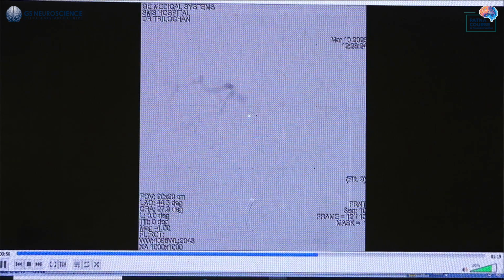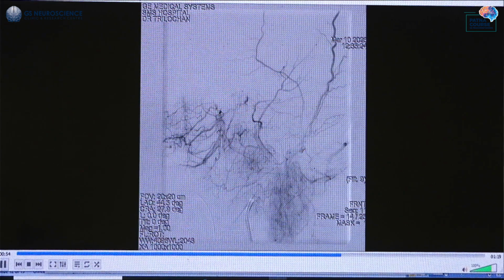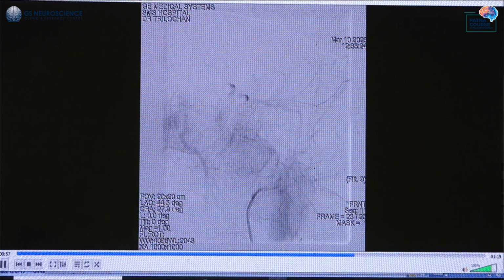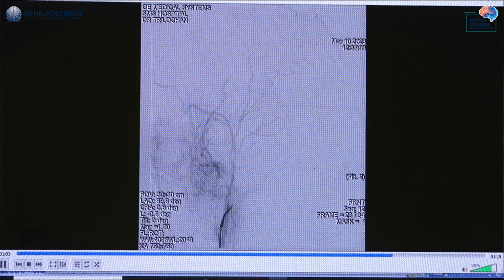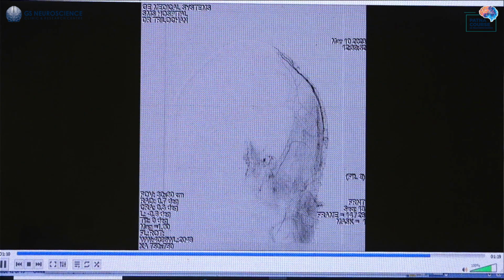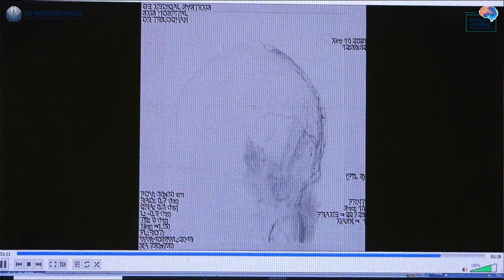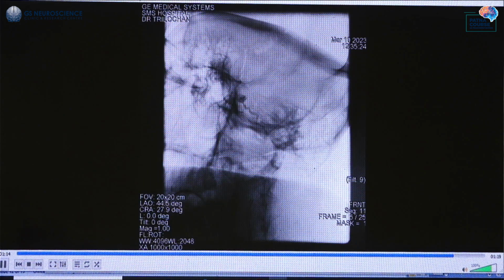Now this is the microcatheter injection, with the microcatheter in the fistulous junction, and there is the post-embolization. And then the fistula is completely gone. And this is the glue cast.